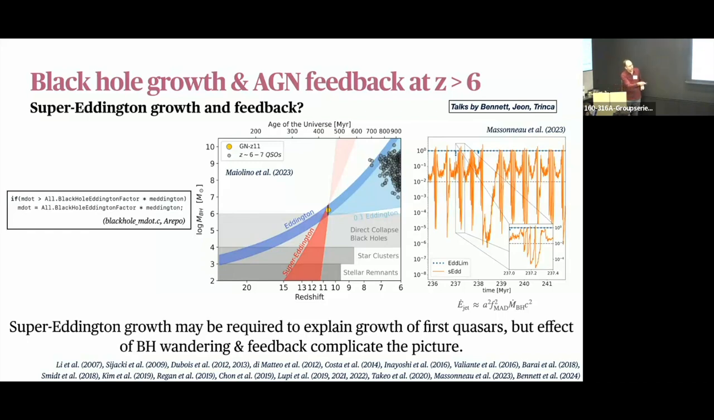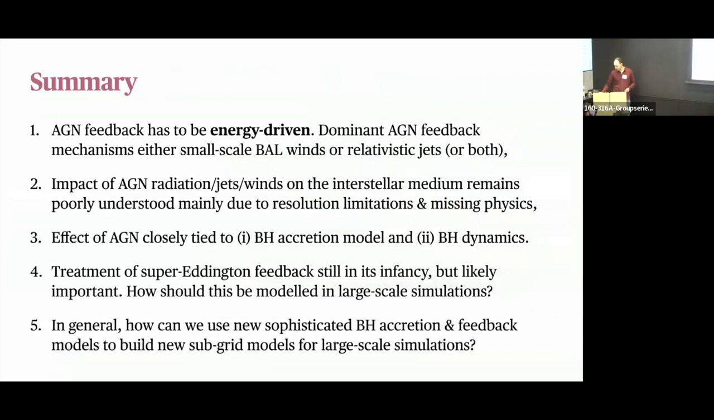Here is work by Massonneau, where the efficiency of the jet was connected to the GRMHD predictions. What's interesting is that even though super Eddington accretion happens, it's completely suppressed by the strong feedback associated with that. So we probably need to think about how we model dynamical friction, super Eddington accretion, and super Eddington feedback. So let's say that's a future direction. So I will leave my slide with the conclusions.